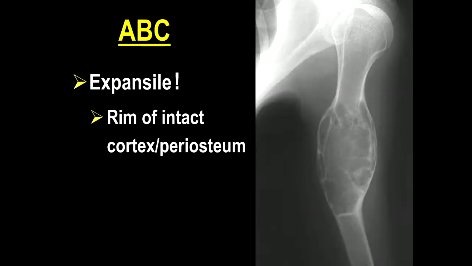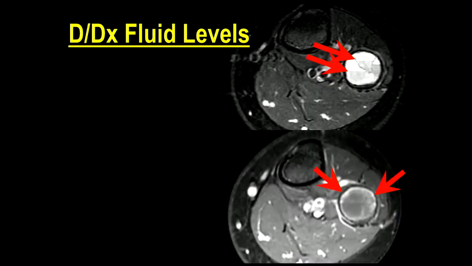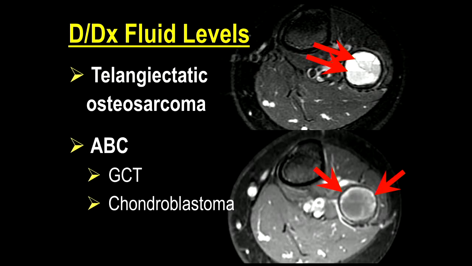Aneurysmal bone cysts are expansile or aneurysmal and have a rim of intact cortex or periosteum classically, with a well-defined margin. On MR, we commonly see fluid levels with only peripheral marginal enhancement. There is a differential diagnosis for fluid levels, including telangiectatic osteosarcoma, ABC, and the primary bone lesions associated with ABC.